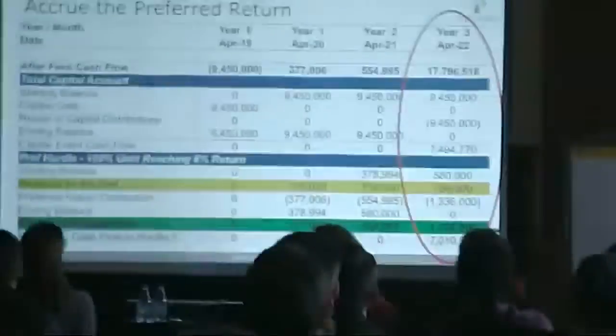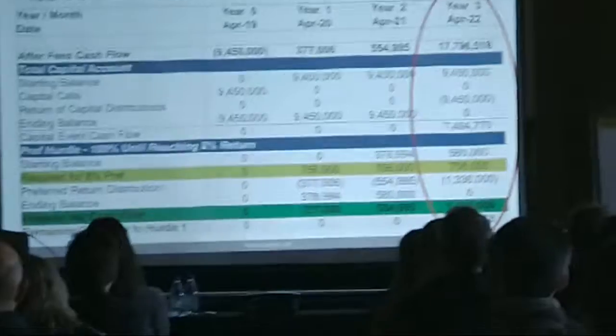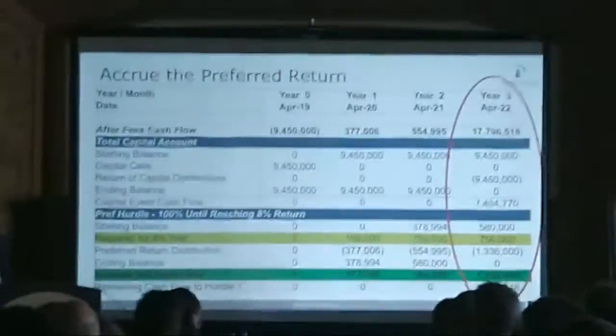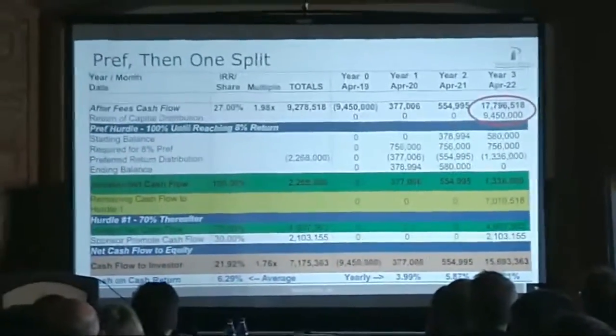If, let's say, you break even and you sell, a break even means at the end there'd be $9,450,000, right? So the $9,450,000 would go back to the investors. Nobody splits anything. All of this accrued preferred return goes away. Because remember, they get 100% until they achieve an 8%. 100% of nothing is nothing. So it's not a guarantee. And that's the difference between a pref and, like, debt, for example. You know, debt, you have to pay.